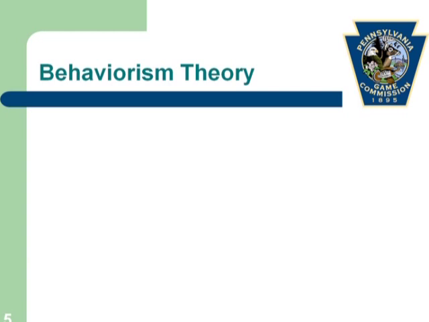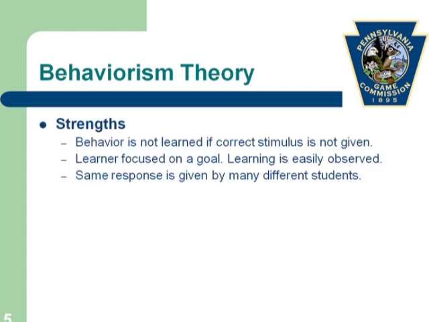With behaviorism theory, the strengths include the behavior is not learned if the correct stimulus is not given. The learner is focused on a clear goal and can respond automatically to similar situations. The teacher can observe the learning that has taken place, and the same response is given by many different students.